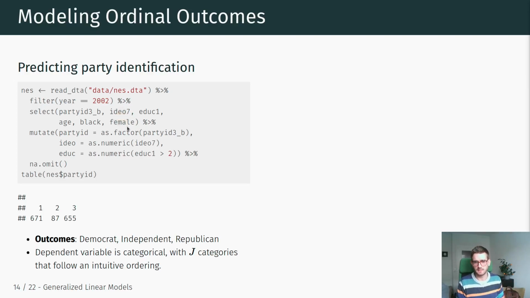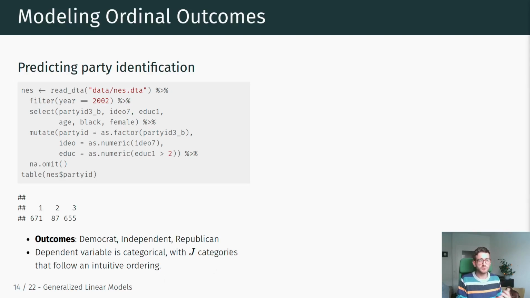You can, as always, go through the code and change around the model specifications as well, or look at other examples as you like. So again, the outcomes here are discrete. We have just 3 different outcomes, but we assume an inherent ordering, consistent with where these parties and independents lie on the ideological spectrum. Okay, so the dependent variable is categorical with J number of categories that follow an intuitive ordering.